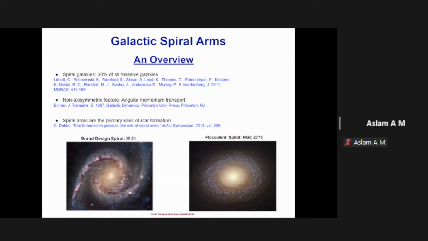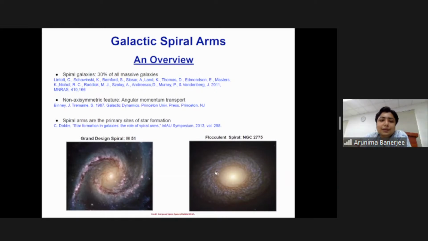Achha, these are the spiral arms. This is also a spiral galaxy. Maybe we are not familiar with this kind of spiral features, but this is also a spiral galaxy.